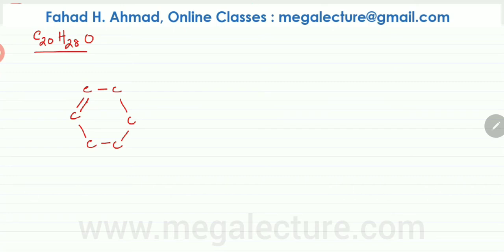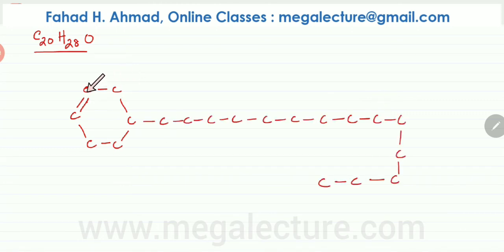And then they said there was a long aliphatic side chain. Now, out of the 20 carbons, 6 have already been used up. So there's going to be a long chain of carbon atoms coming out of it. Here you can see 6 carbon atoms, and then 1, 2, 3, 4, 5, 6, 7, 8, 9, 10, 11, 12, 13, and 14 carbons in the long aliphatic side chain. So I've drawn that. And then they said there was an aldehyde group. Aldehydes are always at the end, so put an aldehyde right at the end.